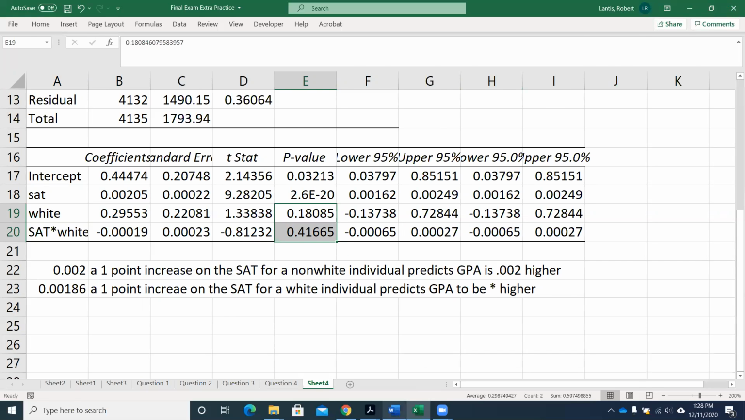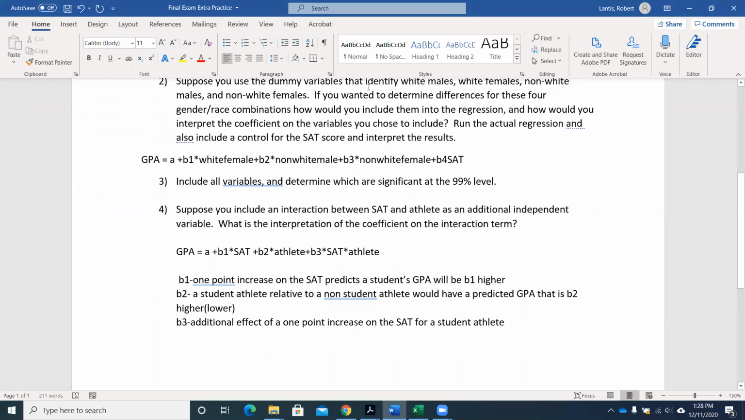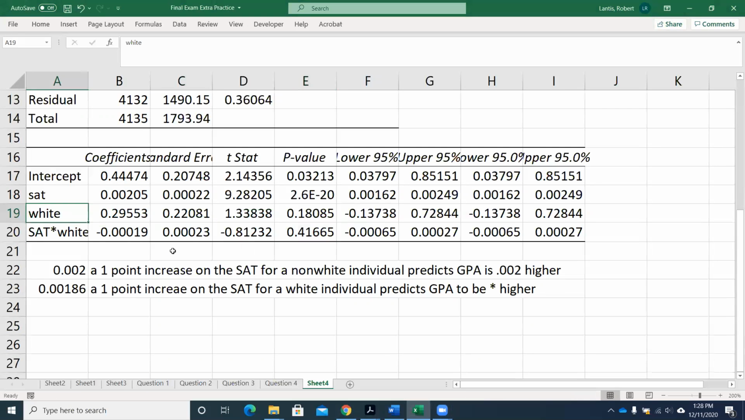Are there any questions on any of this that we've worked through? No questions on that? How do we interpret just the white? Okay, so because it's a 1-0 variable, we're just thinking about that white coefficient, right? A 1 unit increase would be going from a 0 to a 1. So if the individual, instead of being non-white, was white, we would predict their GPA is 0.29 points higher.